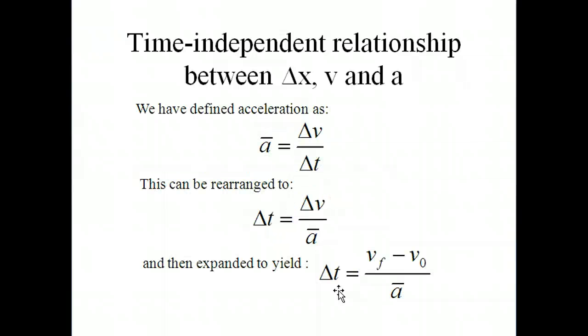Now what we're going to do is take the definition of acceleration, change in velocity over change in time, and switch the a and the delta t algebraically, which is legal. So delta t equals the change in velocity over the average acceleration, but the change in velocity equals the final velocity minus the initial velocity. So we have delta t equals final velocity minus initial velocity, that difference divided by the acceleration.